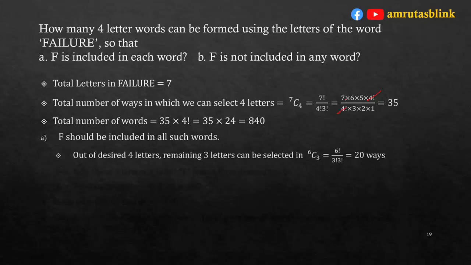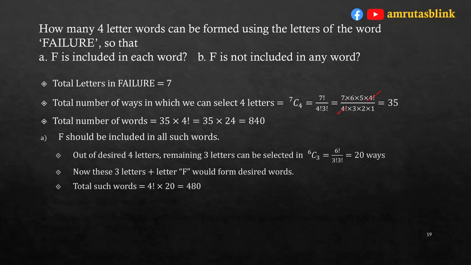So 6 factorial upon 3 factorial into 3 factorial, that is 20. Now these 3 letters plus the letter F can be arranged to form desired word. So how many such words we can make? That is 4 factorial. Now total number of words will be 4 factorial into 20. Now here why we have taken 4 factorial is because in the question it is just asked that F should be included in each word.